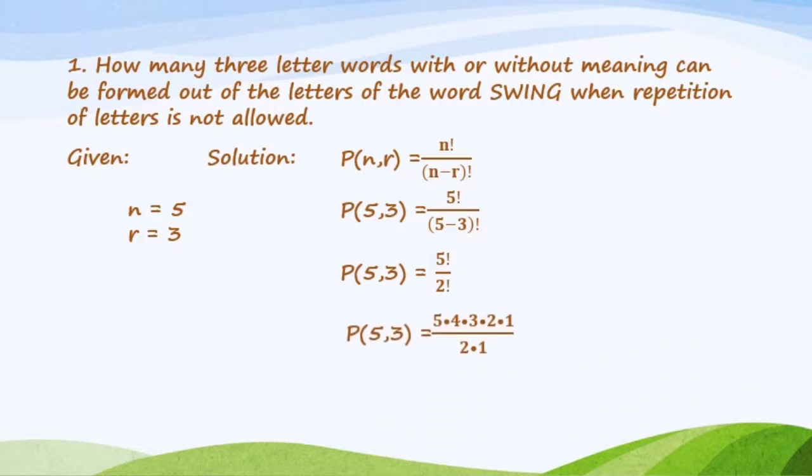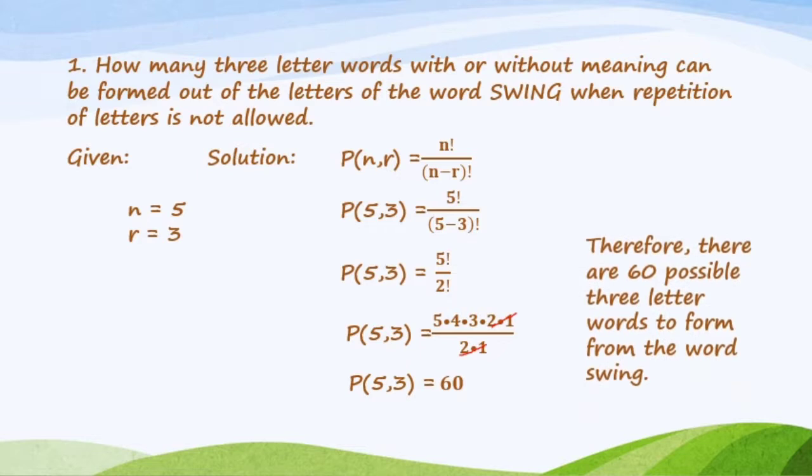Simplify. P(5, 3) equals 5 factorial, which is 5 times 4 times 3 times 2 times 1, divided by 2 factorial, which is 2 times 1. Then let us cancel 2 times 1. Then multiply the remaining factors, 5 times 4 times 3, and that is equal to 60. Therefore, there are 60 possible three-letter words to form from the word SWING.